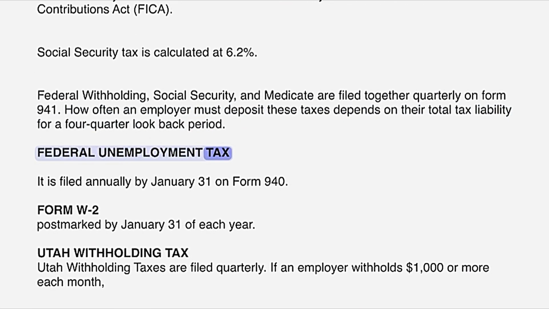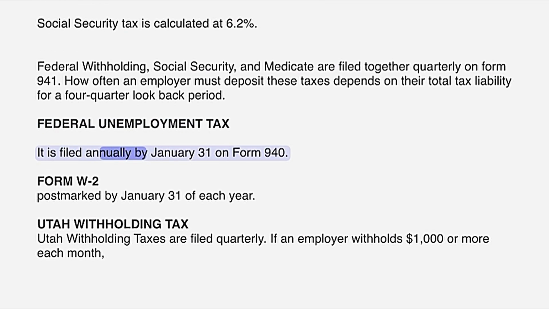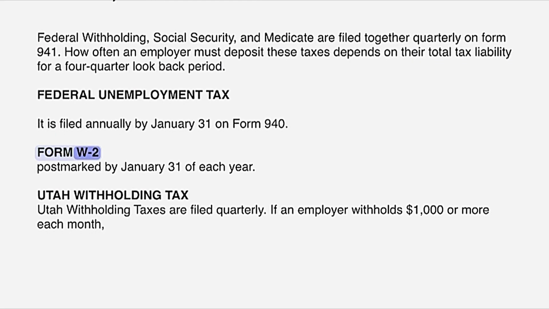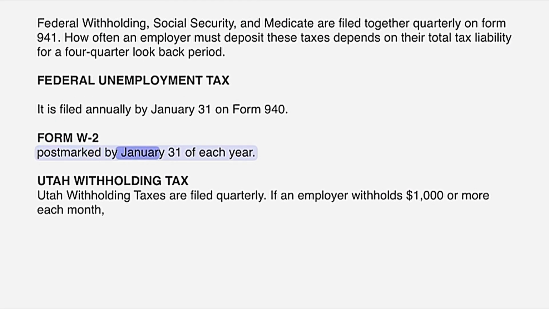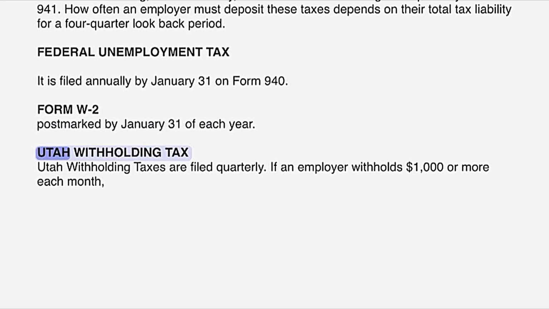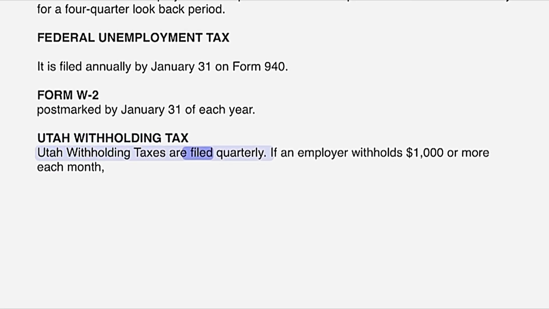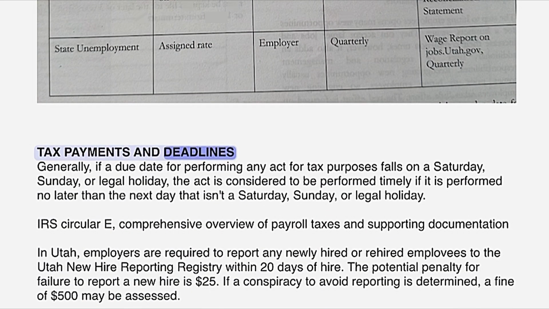Federal unemployment tax. It is filed annually by January 31 on Form 940. Form W-2. Postmarked by January 31 of each year. Utah withholding tax. Utah withholding taxes are filed quarterly if an employer withholds $1,000 or more each month.